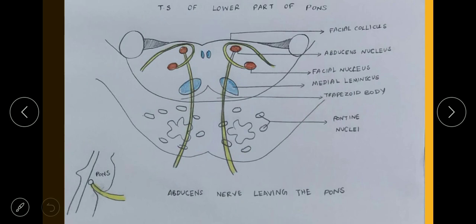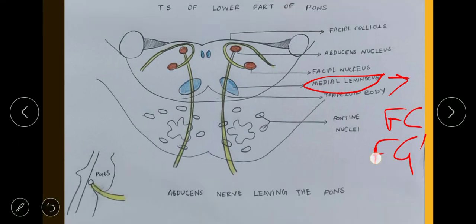The medial lemniscus consists of the tracts of fasciculus cuneatus and fasciculus gracilis, and it forms an important part of the touch, vibratory sensations and proprioception pathways.